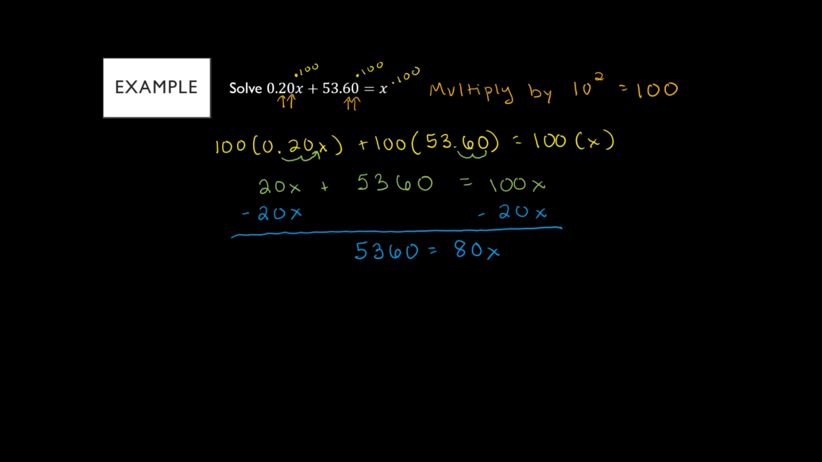So next step is to divide both sides by 80 because we want to get the x by itself. And then I definitely need a calculator for this. I'm not going to divide that number in my head. And I certainly hope you don't try to divide that number in your head. And that comes out to a whole number, so we get 67 equals x.